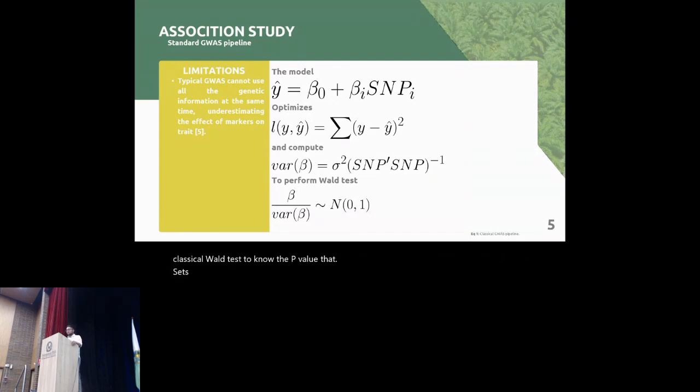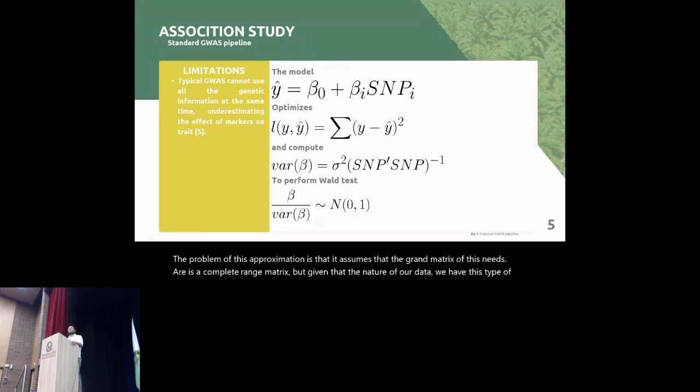that associates the phenotype and the genotype. The problem of this approximation is that it assumes that the Gram matrix of the SNPs is a full rank matrix. But given the nature of our data, we have this type of data, so we can't invert the matrix, so we can't apply this approximation. One of the solutions that we can take is to perform one regression for each SNP. And it works, but it has some problems. One of the most important problems is that this method tends to underestimate the effects of each marker.